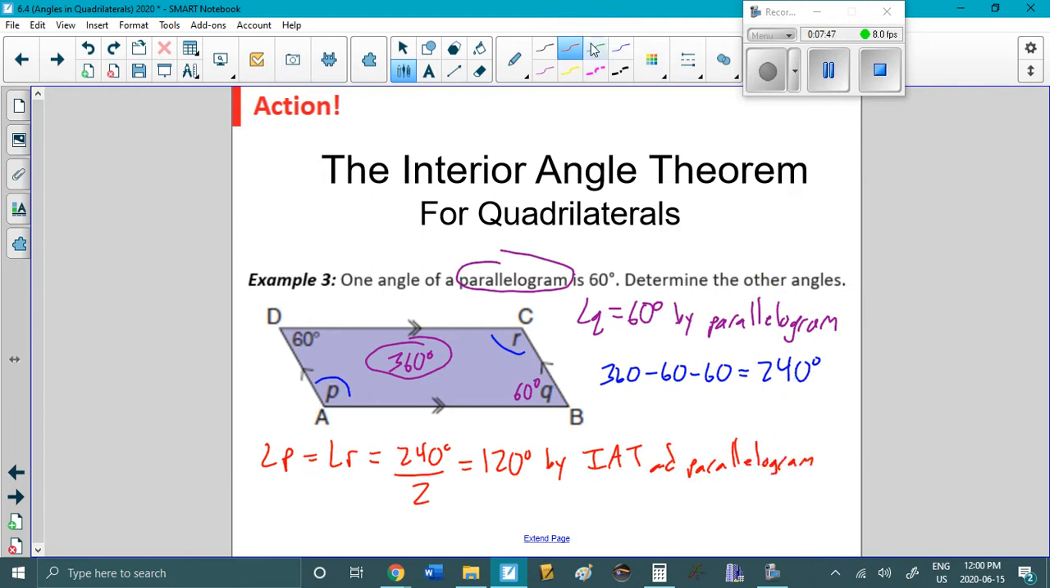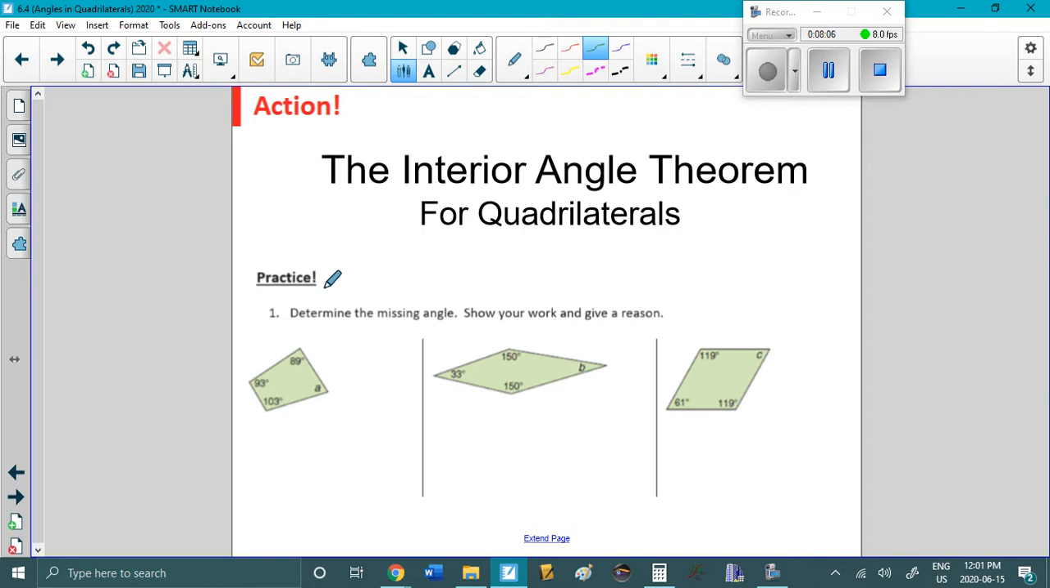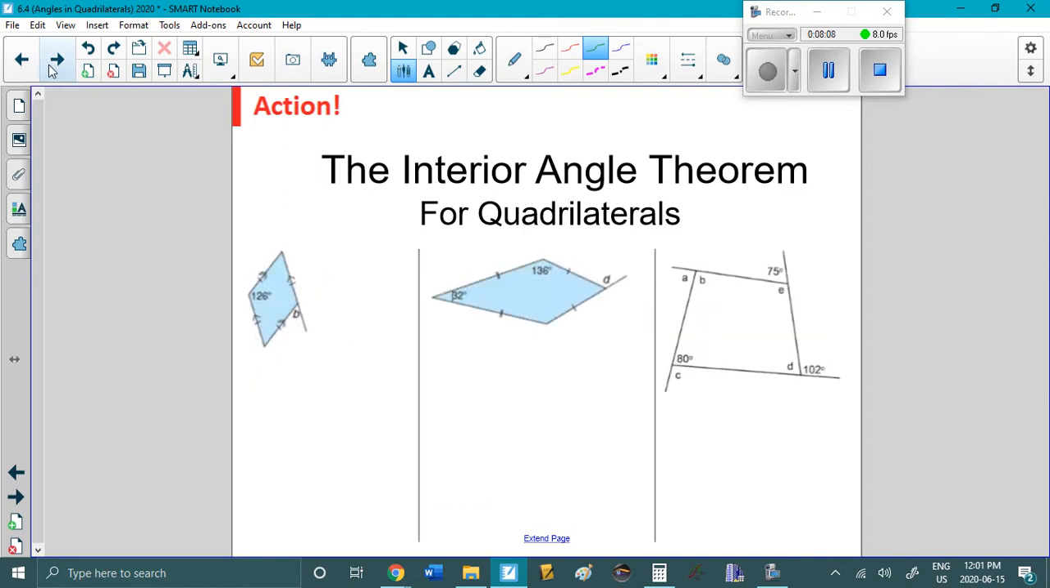So this question, you would get a mark for 60, a mark for parallelogram, a mark for finding what's left, a mark for dividing by 2, a mark for the answer, and a mark for IAT and parallelogram. So 6 marks for this little tiny question. Not bad. All right, here is the practice.